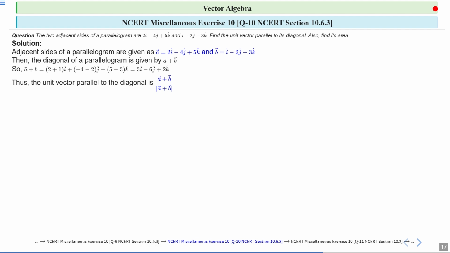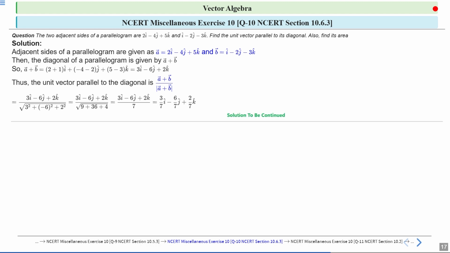That is, a vector plus b vector upon magnitude of a vector plus b vector, which is 3i cap minus 6j cap plus 2k cap upon root over 3 square plus (minus 6) square plus 2 square, which will be equal to 3i cap minus 6j cap plus 2k cap upon root over 9 plus 36 plus 4. After solving we get 3i cap minus 6j cap plus 2k cap upon 7, which is 3 upon 7 i cap minus 6 upon 7 j cap plus 2 upon 7 k cap.